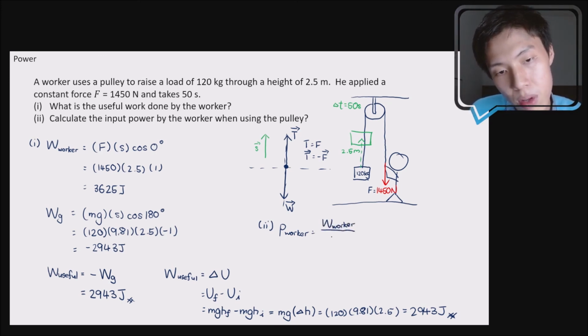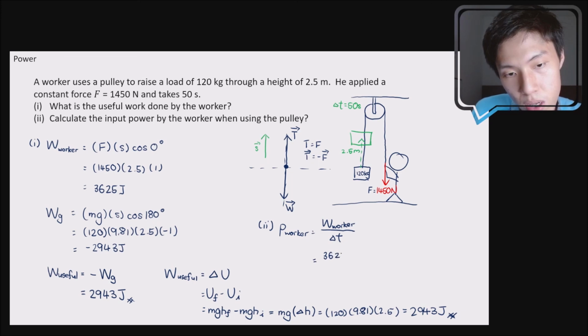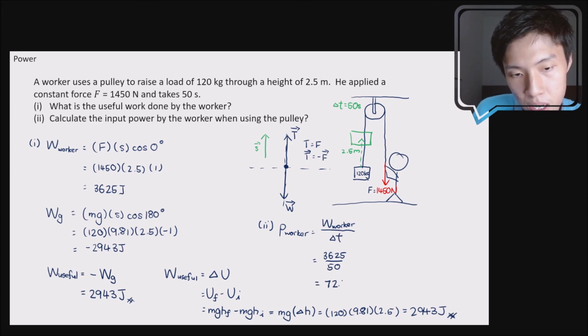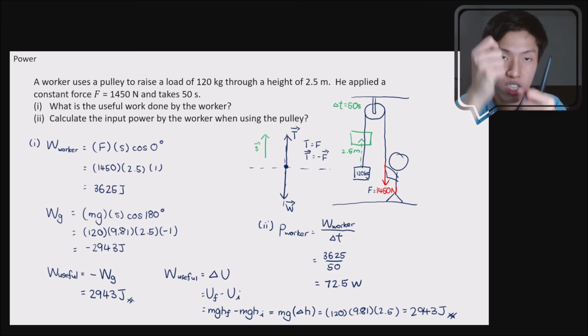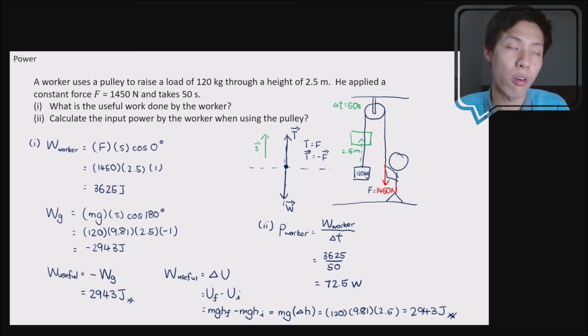divided by the amount of time the worker used to do this work. So in this case, this is 3625 joules, then the amount of time elapsed is 50 seconds. So you can find the power of the worker to be 72.5 watts. So for every second that has passed, the worker is using 72.5 joules of energy to pull the object up by 2.5 meters. Every second, 72.5 joules of energy is spent by the worker to pull the object up with a force of 1450 Newtons to pull the object up by 2.5 meters. So that's how we will solve the problem.